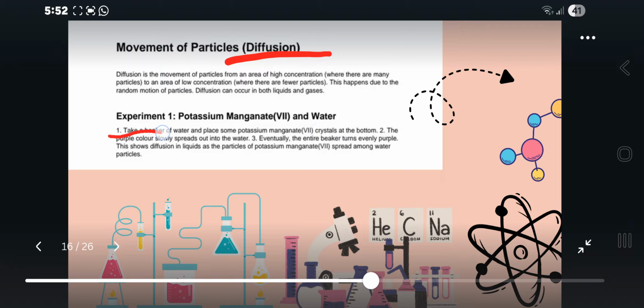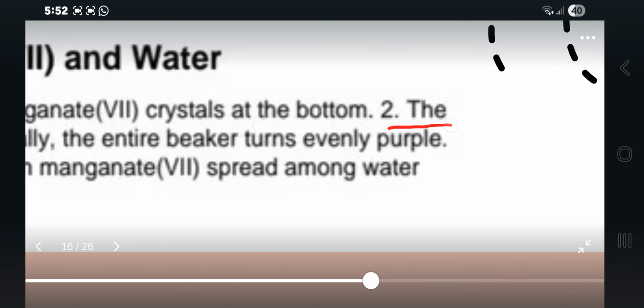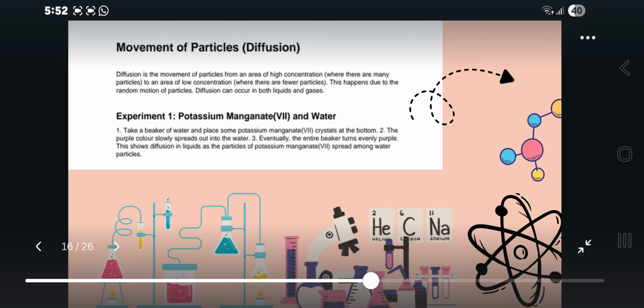Okay, I am showing you. Take a beaker of water and place some potassium permanganate crystals at the bottom. Okay, this is the first step. You must memorize it. The second step is that the purple color slowly spreads out in the beaker. Eventually, the entire beaker turns purple. This shows diffusion in liquid, as the particles of potassium permanganate spread among water particles.